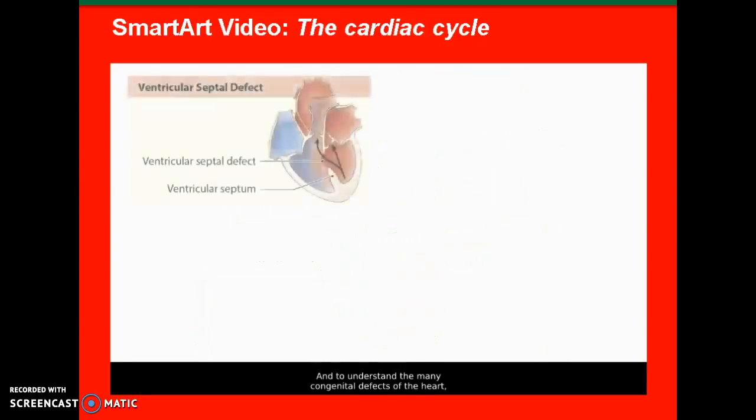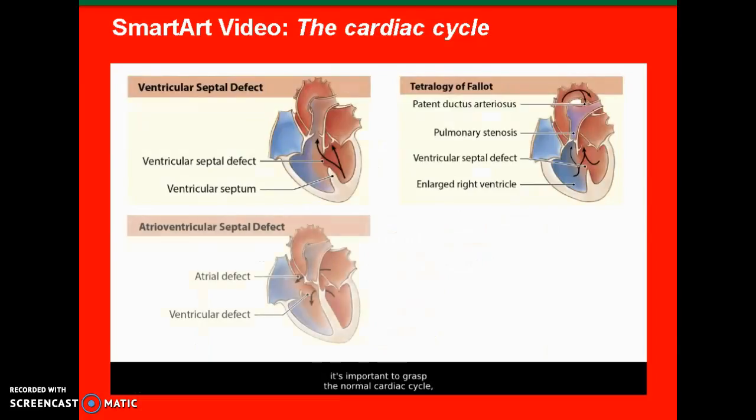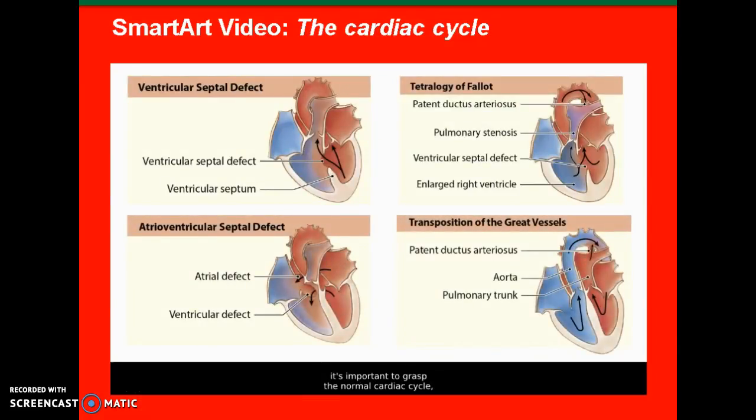And to understand the many congenital defects of the heart, it's important to grasp the normal cardiac cycle, as these cardiac abnormalities interfere with normal blood flow and valve function.